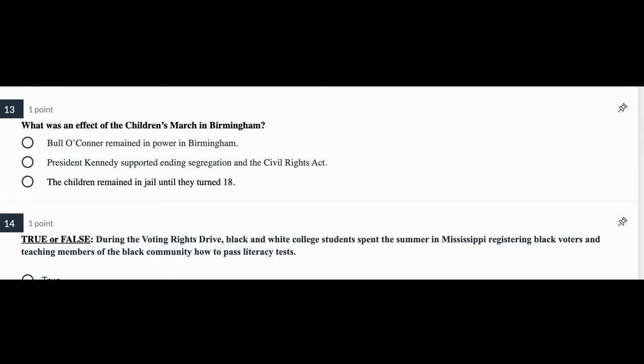What was an effect of the Children's March in Birmingham? Bull O'Connor remained in power in Birmingham. President Kennedy supported ending segregation and the Civil Rights Act. The children remained in jail until they turned 18.